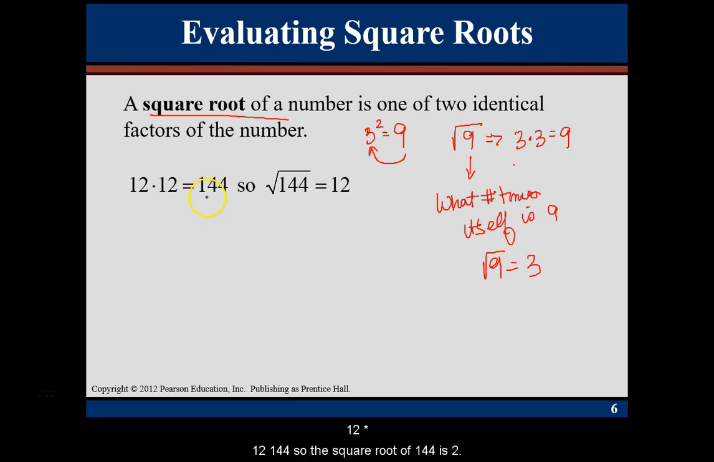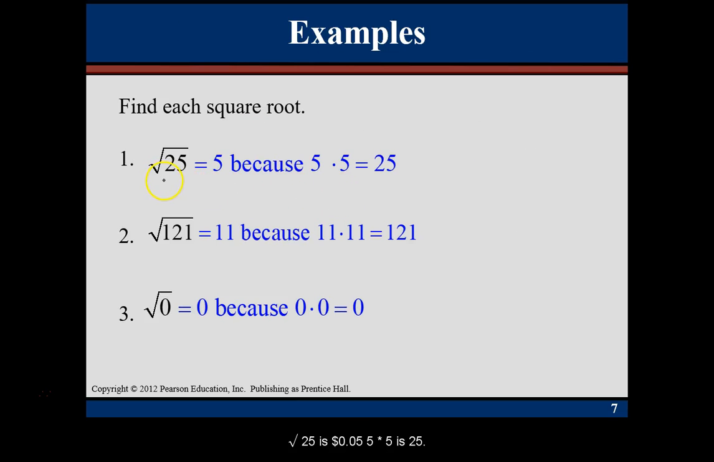12 times 12 is 144, so the square root of 144 is 12. The square root of 25 is 5, since 5 times 5 is 25. Square root of 121 would have to be 11, since 11 times 11 is 121. And of course 0 times 0 is 0. So the square root of 0 would also have to be 0. I would recommend memorizing your square roots up to 15 squared.